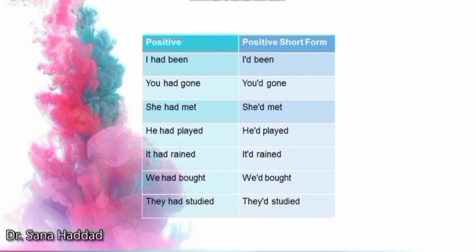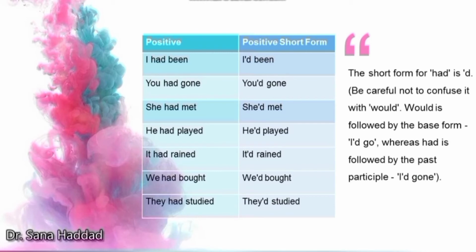To create the short form of the past perfect, just combine the pronoun with had by replacing the first two letters of had with an apostrophe. I had been, I'd been. You had gone, you'd gone. She had met, she'd met. He had played, he'd played. It had rained, it'd rained. We had bought, we'd bought. They had studied, they'd studied.